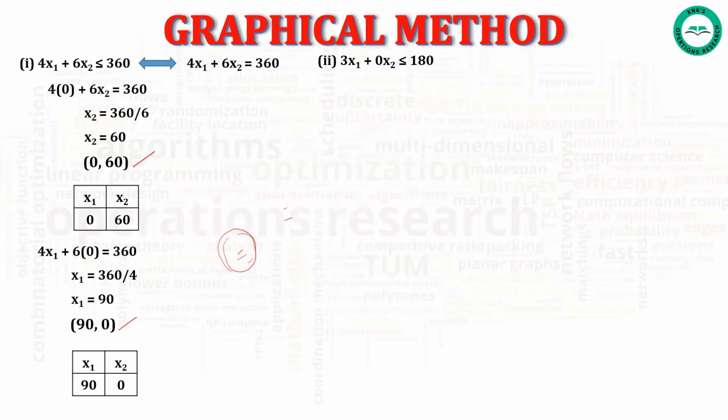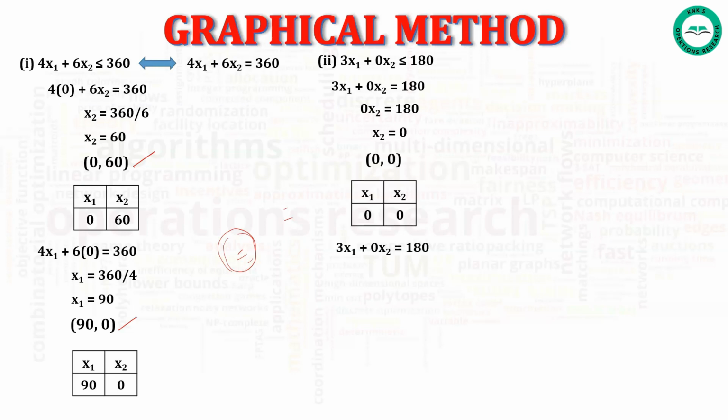Similarly, the constraints 3x1 less than or equal to 180 and 5x2 less than or equal to 200 are also plotted on the graph. Let us find the coordinates. So that is x1, x2 is already 0. So x2 equals 0. Now 0 comma 0, x1 equals to 0. So x1 is 60. The two coordinates are 0 comma 0 and 60 comma 0.